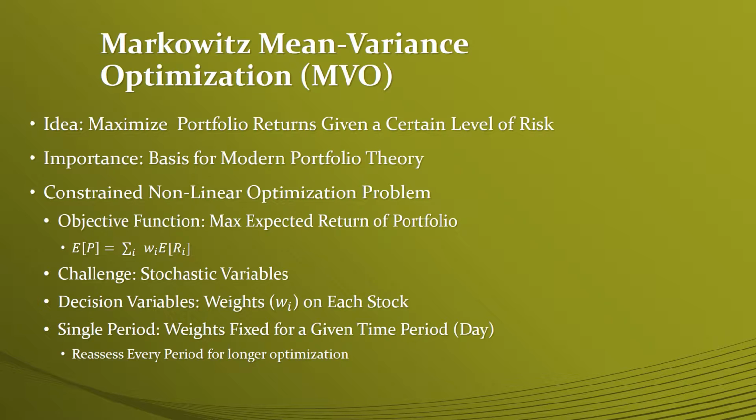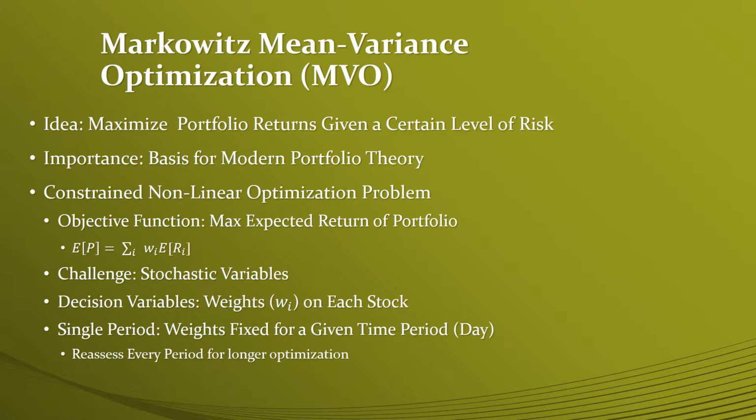And overall, this is a constrained nonlinear optimization problem where the objective function is the expected return of the portfolio, which is equal to the weighted sum of the expected returns of each individual stock. Something that makes this problem especially challenging is that we're dealing with stochastic variables. So we don't directly know what the expected portfolio return or return of each stock is going to be, and we have to use probability models.